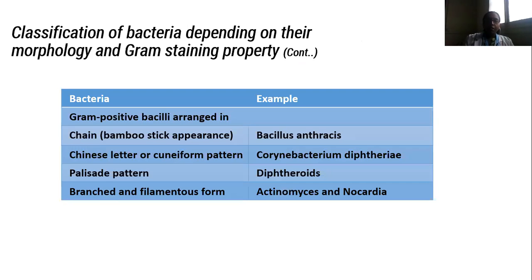Classification of the bacteria depending upon the morphology and gram-staining property. Gram-positive bacilli arranged in chains give a bamboo stick-like appearance, that is Bacillus anthracis. Chinese letter or cuneiform pattern is Corynebacterium diphtheriae. Palisade pattern is in diphtheroids. Branched and filamentous forms are Actinomyces and Nocardia.